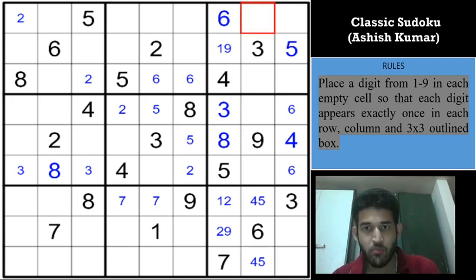Okay, 8 in box 3 will go into one of these two cells, right? Because 8 is in row 3 and 8 can't be here, so 8 must be in one of these two cells, which means that 8 must go into one of these two cells in row 2, and because of this 8 we get an 8 here.